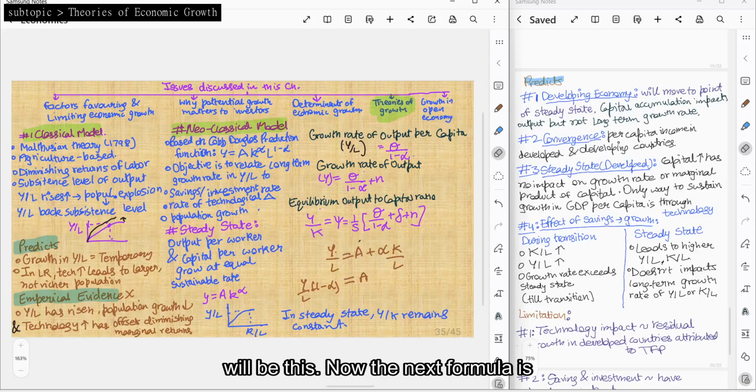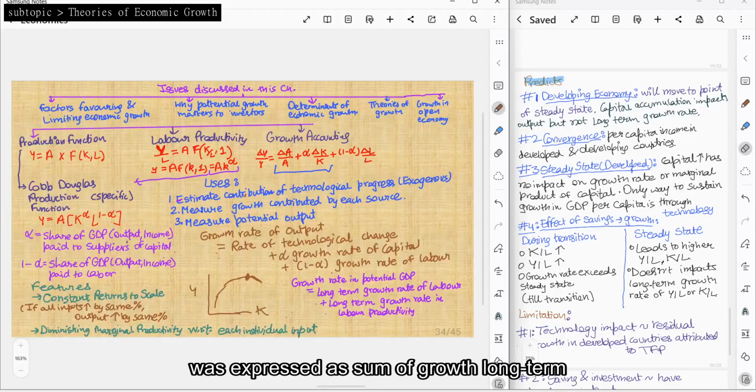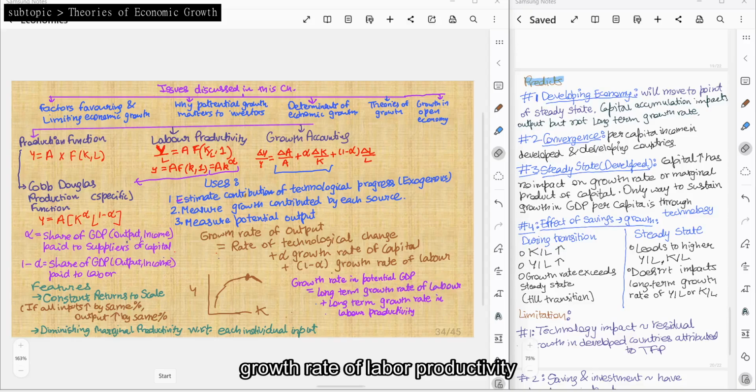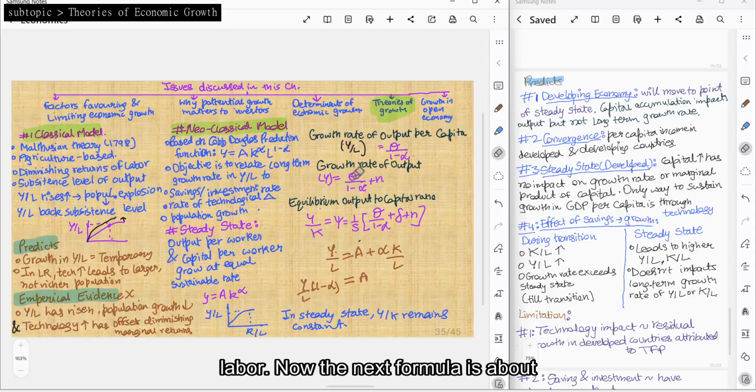Now the next formula is the growth rate of output, which is the growth rate in GDP. In the last slide, we had seen this formula where the growth rate in potential GDP was expressed as the sum of the long-term growth rate of labor and the long-term growth rate in labor productivity. So this theta divided by 1 minus alpha is the same as the long-term growth rate of labor productivity, and this n represents the growth rate of labor.